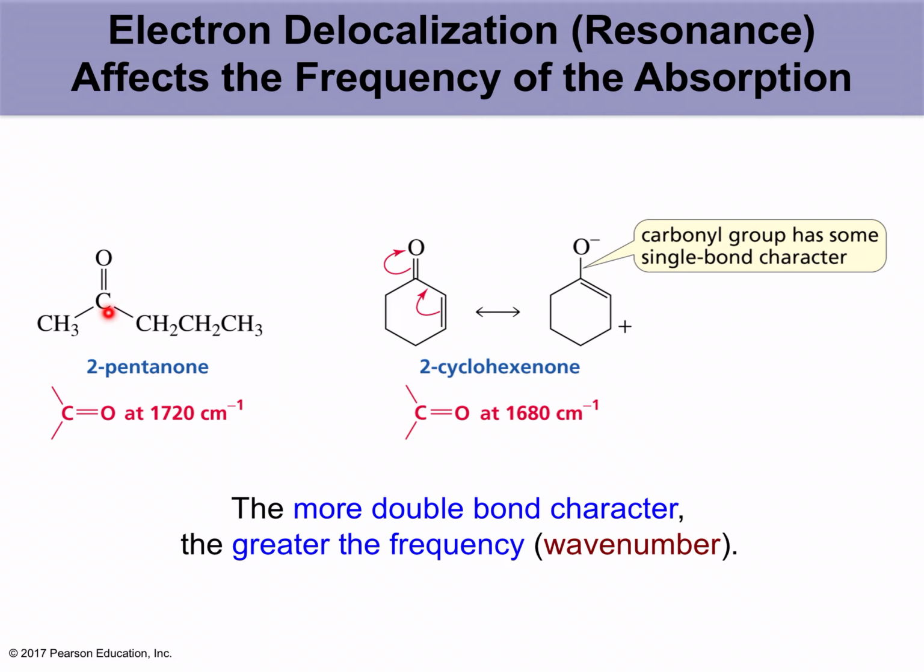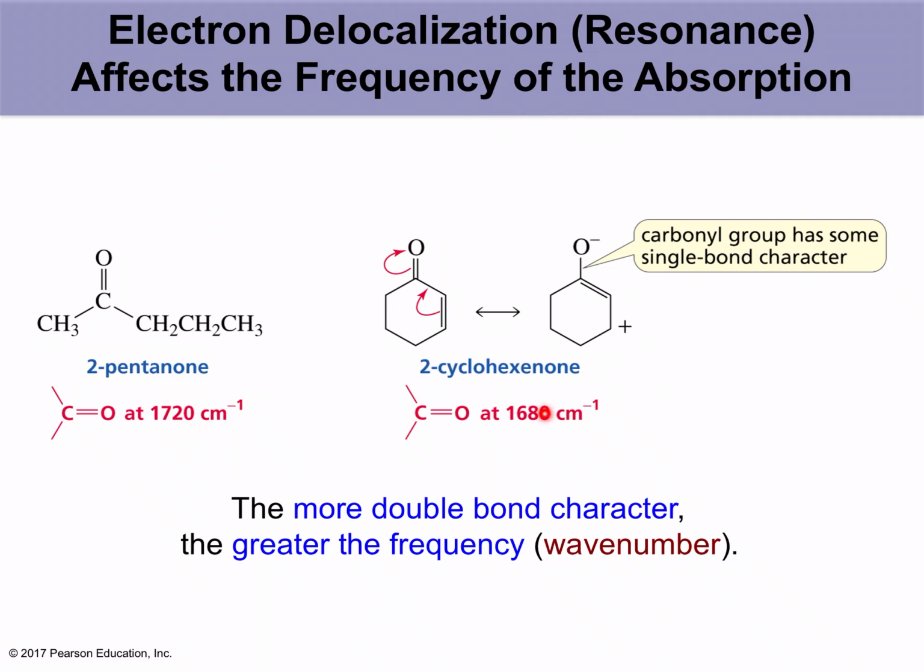Now which one is stronger? The carbon-oxygen double bond. Here, since it has resonance, it's in between double and single. So which one do you think would need more energy to vibrate, the double bond or the bond between single and double? It's the double bond. So in a ketone, the carbonyl group would appear at a higher wave number, higher frequency, 1720. The stronger the bond, the more energy it needs, and the higher the wave number.